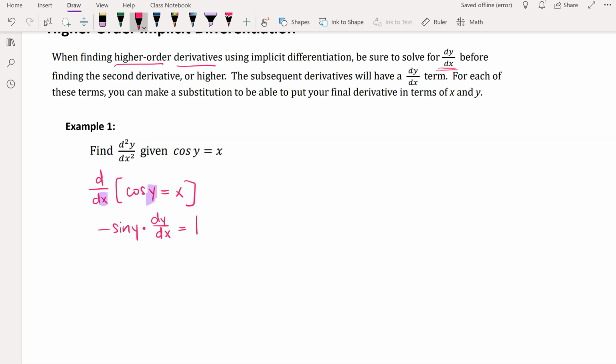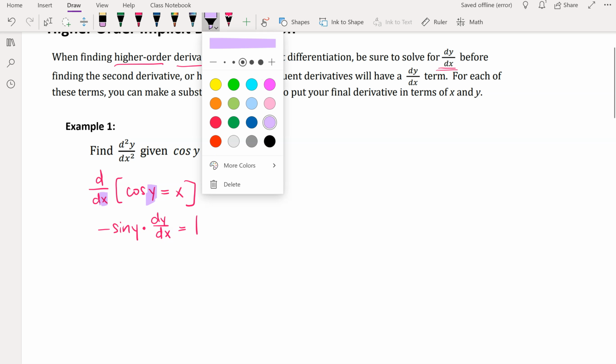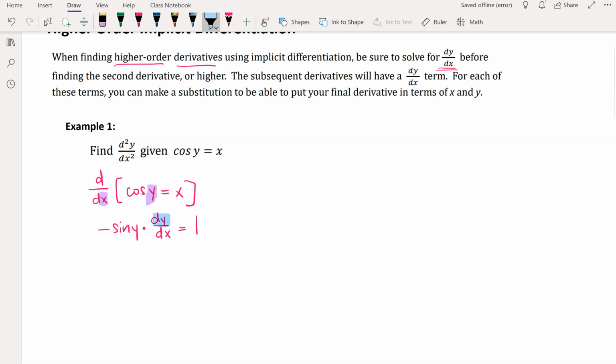Okay, cool. Now we need to isolate dy dx. So let's go ahead and get this dy dx alone. Remember, we're multiplying by negative sine y, so we're going to divide. So we get dy dx equals 1 over negative sine of y. All right, cool. That's the first derivative. That is dy dx. Sweet.